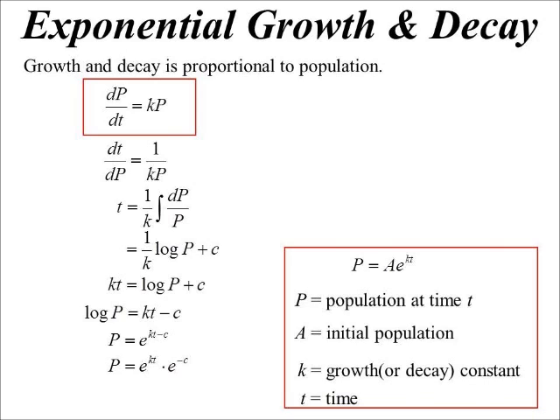I mean, simple rate of change question. So let's define a few things. So P, if we're talking about population, is the population at time t. Capital A would turn out to be the initial population if you think about it, because when t equals 0, e to the kt will be e to the 0, which is 1. So A is the initial population. k will be the growth constant, or if it was negative, a decay constant. And t, of course, represents time.